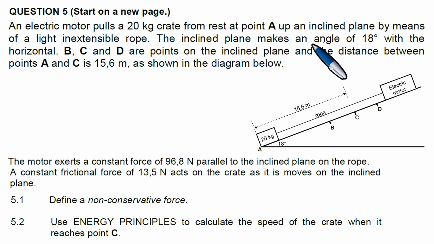The inclined plane makes an angle of 18 degrees with the horizontal. B, C, and D are points on the inclined plane. The distance between points A and C is 15,6 meters, as shown in the diagram below.